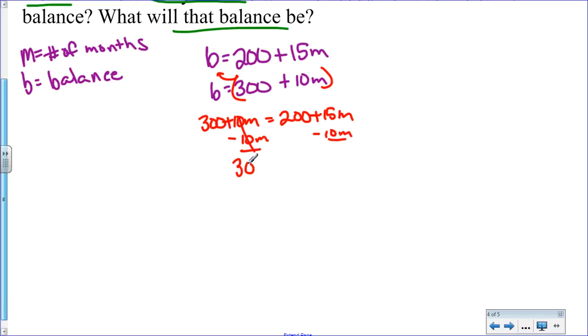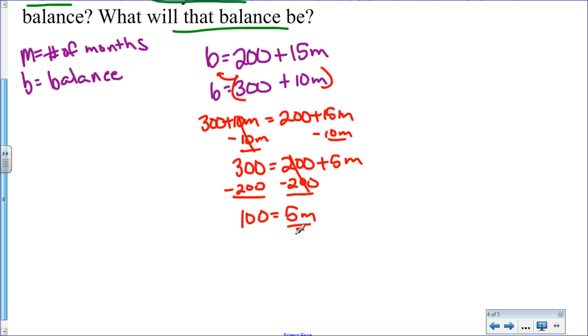So I have 300 equals 200 plus 5M. So 15 minus 10 is 5. Go ahead and subtract 200 from both sides. So that cancels. 300 minus 200 is 100. That equals 5M. So if we divide by 5 on both sides, we find that the amount of time is going to be 20 months.